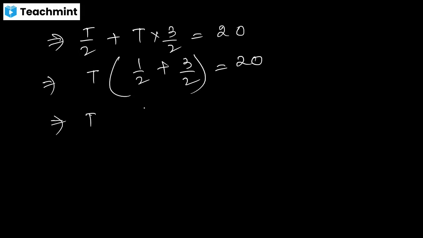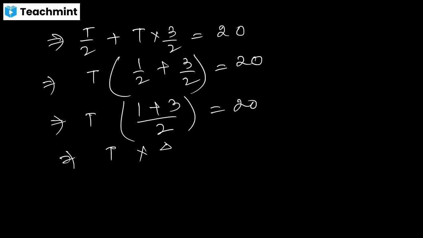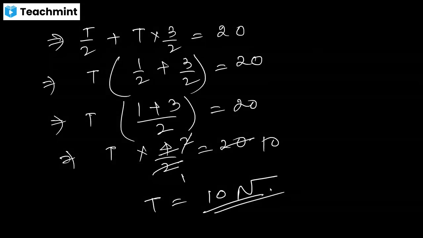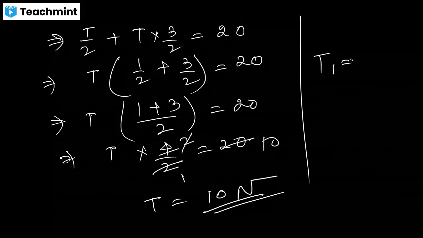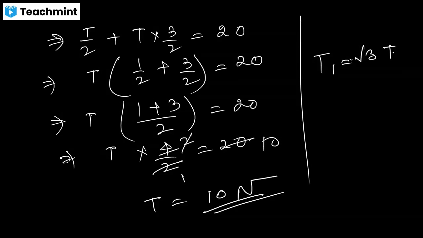1 by 2 plus 3 by 2 is 1 plus 3 by 2, which is 4 by 2, equal to 20. So 4 by 2 is 2, and 2 tens are 20. So T is equal to 10 Newton. If T is equal to 10 Newton, then T1 is equal to root 3 multiplied by T. So T1 is equal to 10 root 3 Newton.